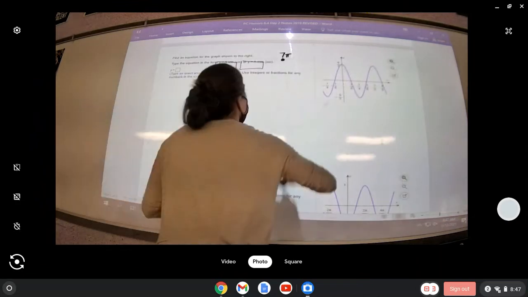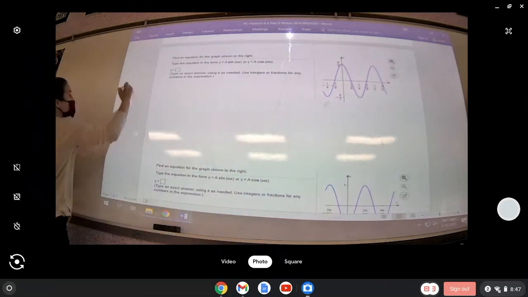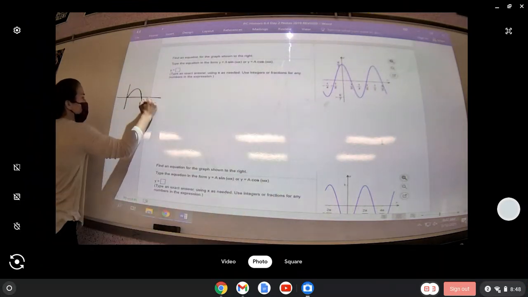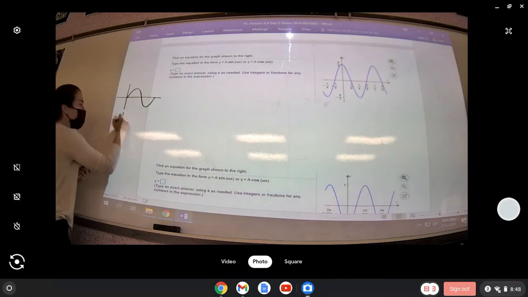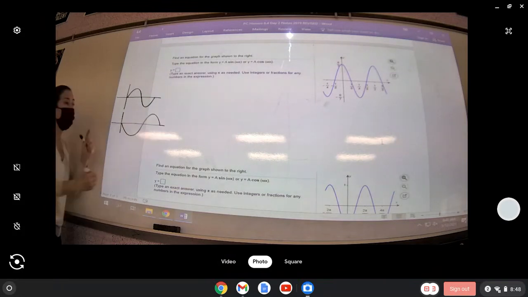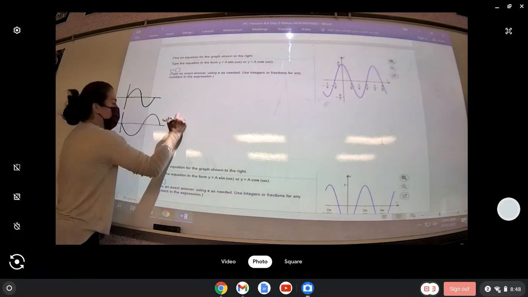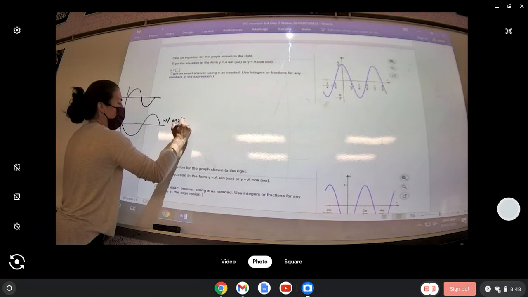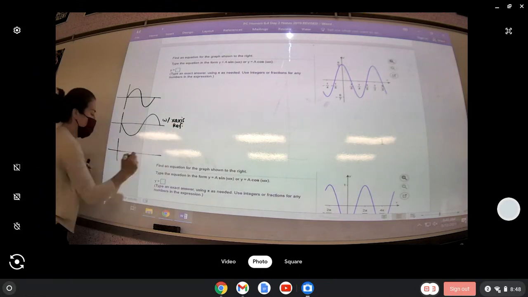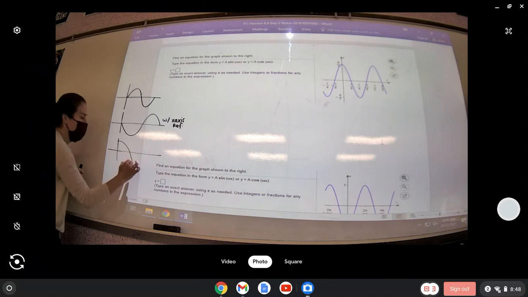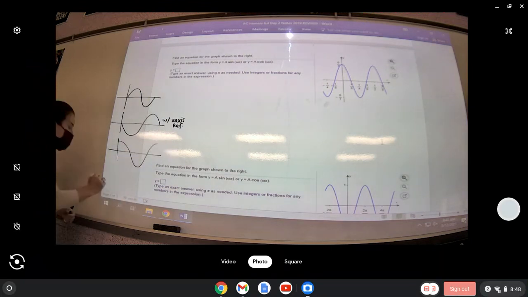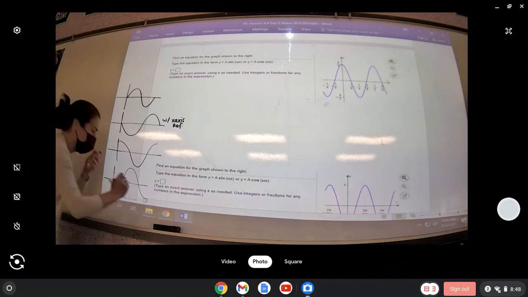So again, just to remind you, the sine wave should look like this. If it's been reflected over the x-axis, it'll look like that. It'll go down and then up. So this is with an x-axis reflection. And then your cosine wave is supposed to start up at 1, go down, and come back up. If it had an x-axis reflection, it would be reflected and start down here and go up and come back down. So that's a cosine wave with an x-axis reflection.